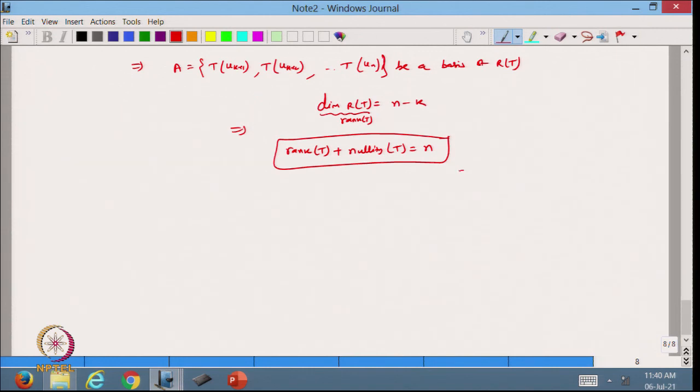So, we will stop here now. In today's lecture we have discussed a very important theorem, the rank nullity theorem. It shows that if we have a linear transformation T from a finite dimensional vector space U to V, then the rank of T plus the nullity of T is always equal to the dimension of the vector space U, and it is a very useful theorem. We can use this theorem in future to solve many problems.